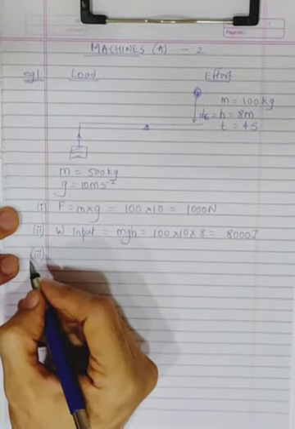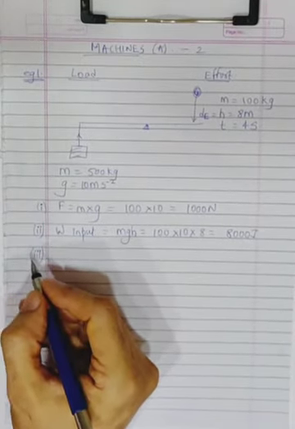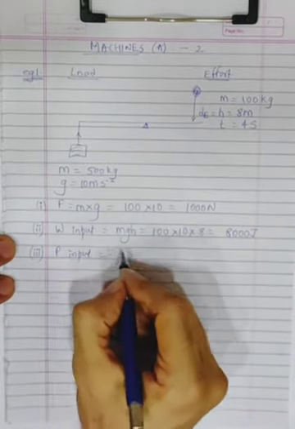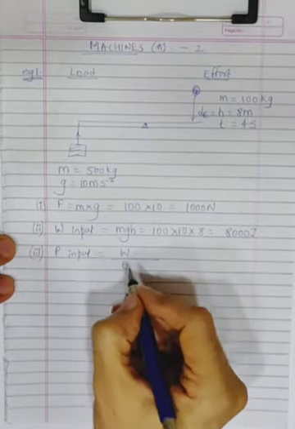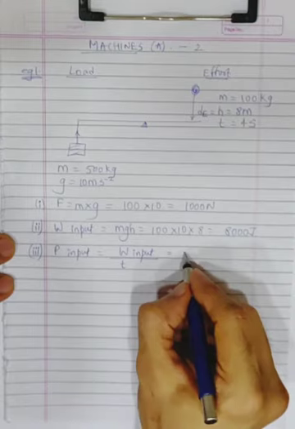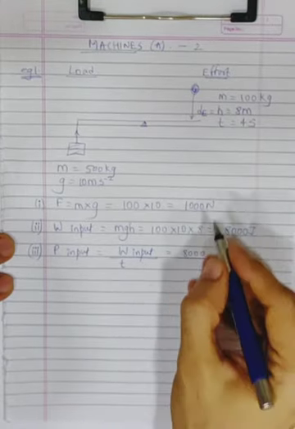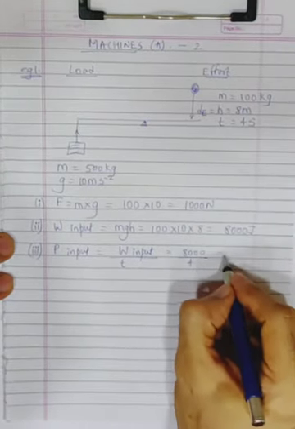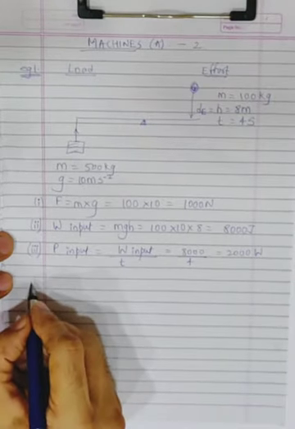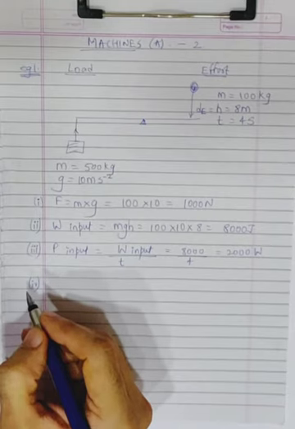Then third part, the power input to the machine. As we know, power is equal to work upon time. But since it's an input, we'll write work input upon time. Work input is 8000, time is 4 seconds. What is 8000 upon 4? 2000 watt. Since it's power, the unit will be watt.